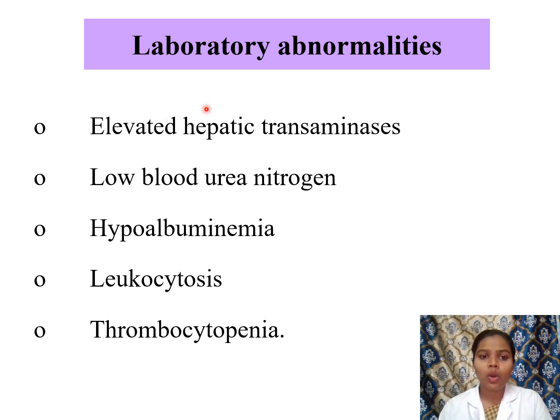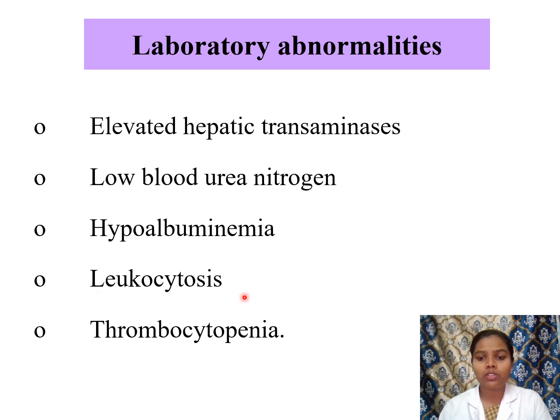So these are the tests which are used to confirm the monkeypox virus. Next, we will see some of the abnormalities we can see in the laboratory investigations for a patient with monkeypox. We can see elevated hepatic transaminases and low blood urea nitrogen. The BUN levels will be lower than normal, and hypoalbuminemia. The level of albumin in the blood is lower than the normal range.